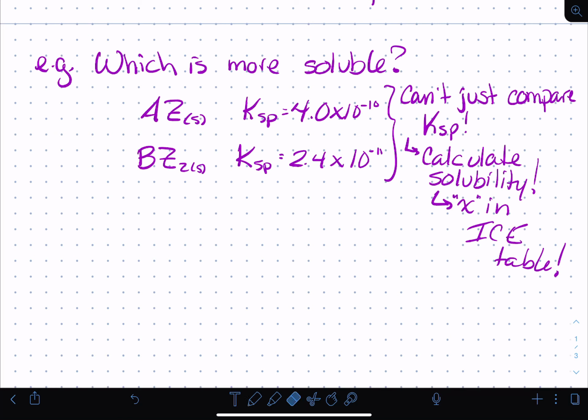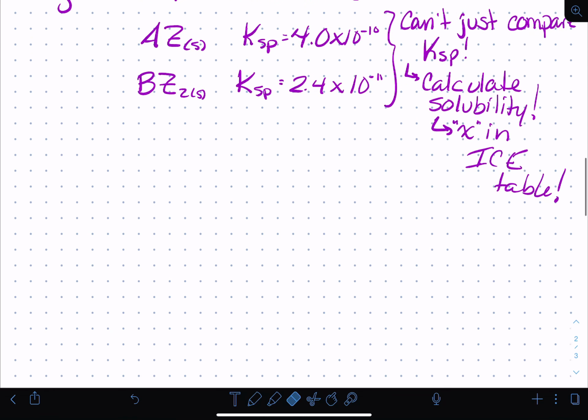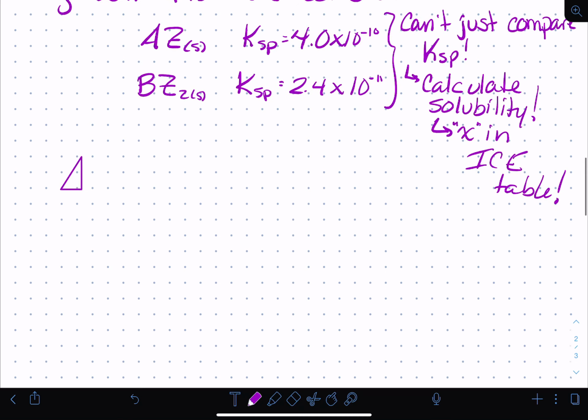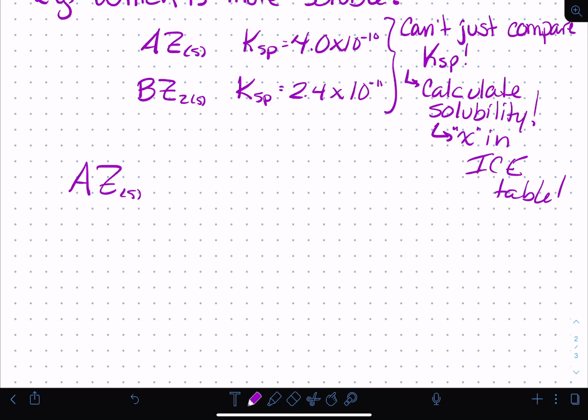So, what exactly are we doing in terms of setting up an ice table here? In order to have an ice table, we need to have a reaction. KSP is always the solid substance forming its aqueous ions, is the reaction that we're talking about. So we're going to need to do this for both of our substances. We've got AZ in equilibrium with A, our cation, and Z, our anion. It doesn't actually matter what the charges are, but they would be charged particles.